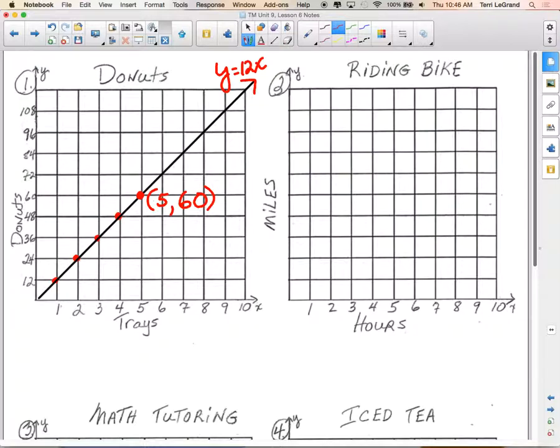Okay, what was our other answer? 9, 108. Okay, so let's go to 9 on the trays and 108 on the donuts. Over here is 108 on the donuts, and sure enough, there we are, right on the line. So we just verified that we have good answers for part A and part B. Okay, questions?